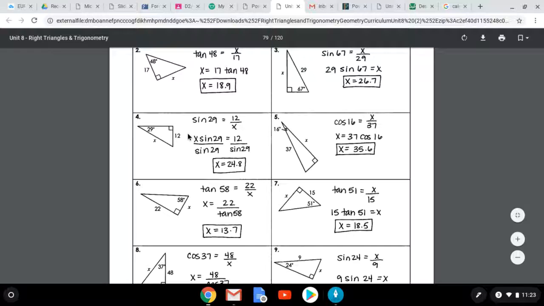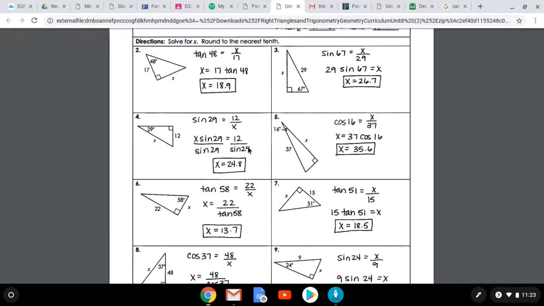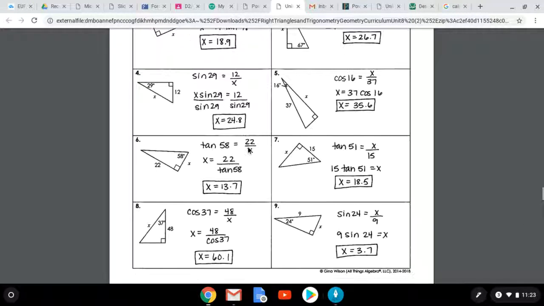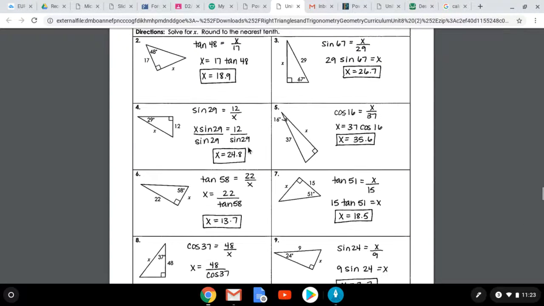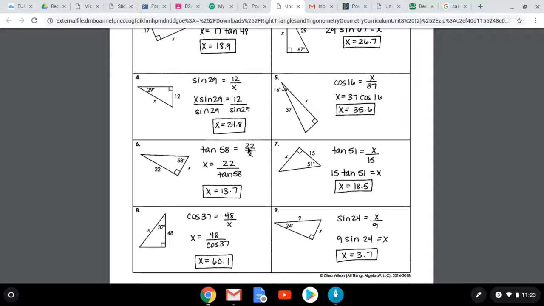Whereas, say number 4, 12 is opposite of 29. X is the hypotenuse, so I use sine. Sine 29 equals 12 over x. Since x is on the bottom here, that just means we gotta divide. So 12 divided by sine of 29 gives me 24.8. Alright, so look at these problems here, pause the video if you need to, check your answers here. And if you got questions, ask a classmate or just let me know.